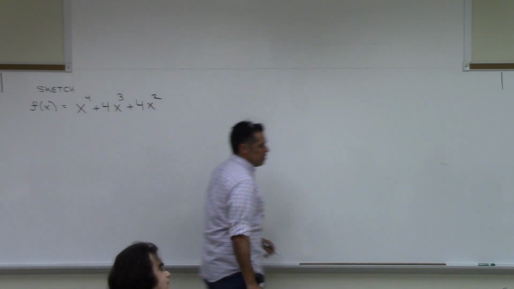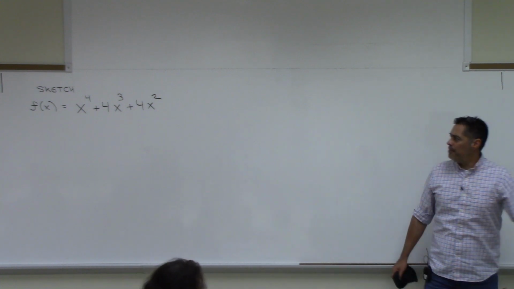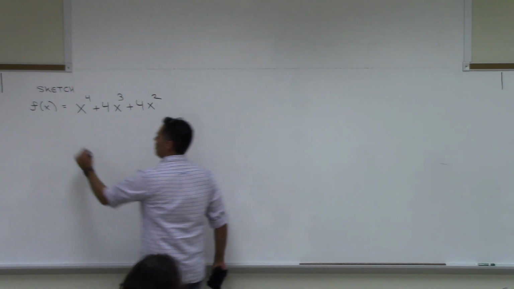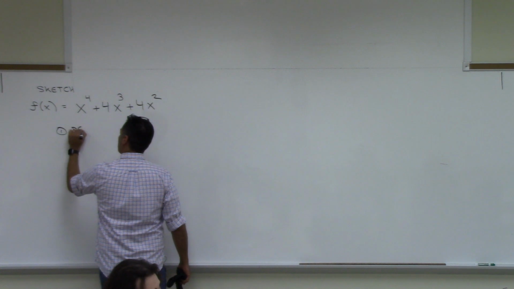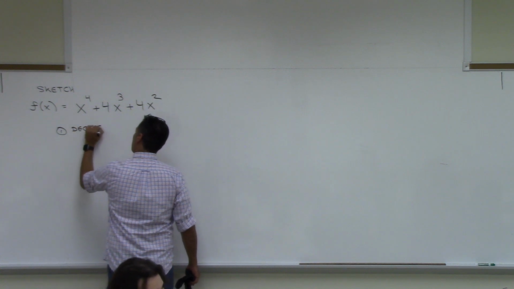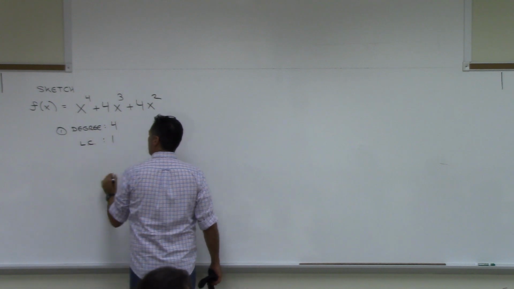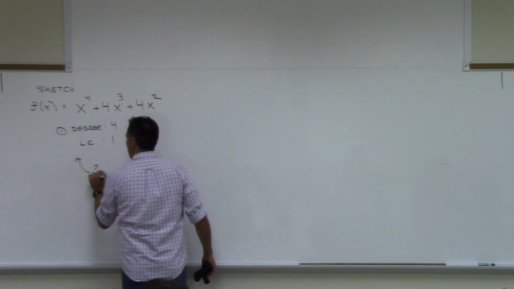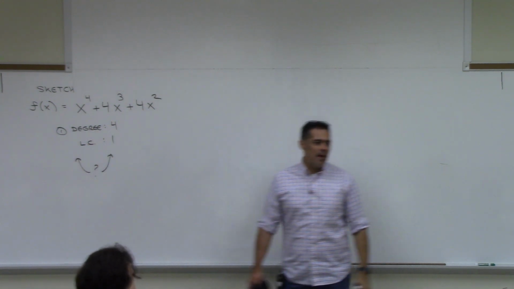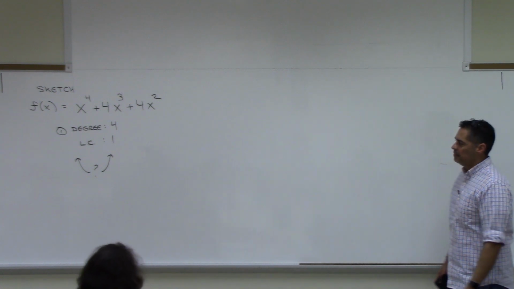All right, let's go through this one. So first step, the degree of this one is 4. Leading coefficient is 1 again. And if you look at our table from last class, that means up and up, right? Up and up.